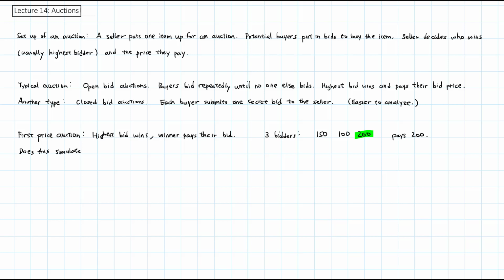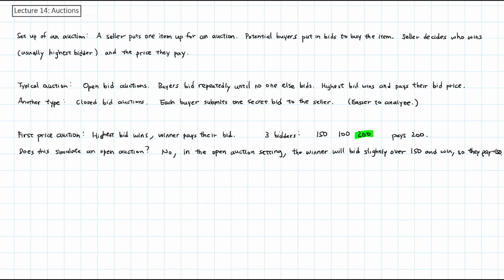Now, does this simulate an open auction? If we had the same three bidders in an open auction, would the winner pay 200 to the seller? And the answer is no. In the open auction setting, when the price goes up to 150, the winner will then bid slightly over 150 and win, as nobody else would bid higher. So they would actually pay around 150 instead of 200.